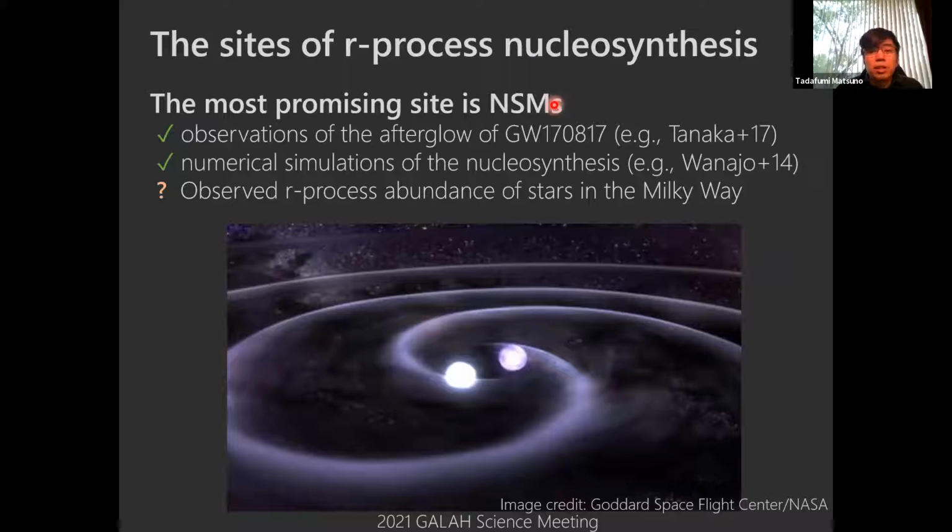The site of r-process nucleosynthesis is still debated. The most promising site is neutron star mergers. This is supported by the observation of the afterglow of gravitational wave event GW170817. It is also supported by numerical simulations of the nucleosynthesis, which successfully reproduced the observed r-process abundance pattern of some r-process enhanced stars in the Milky Way. But the question remains in the delay time distribution. It's not clear if the expected delay time distribution of neutron star mergers can reproduce the observed r-process abundance trend of stars in the Milky Way.